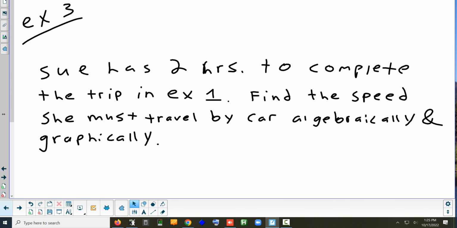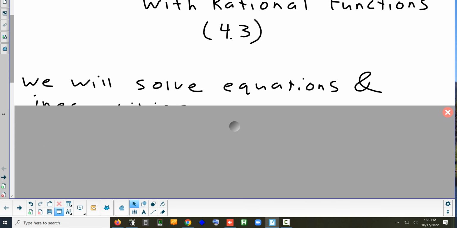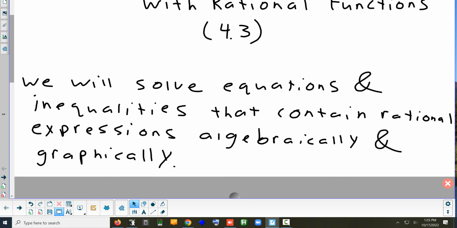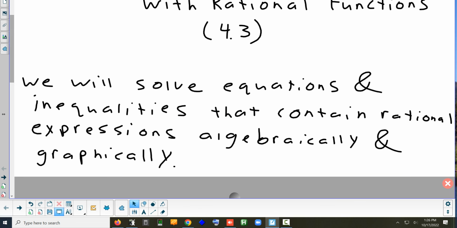Most problems that we solve that are rational equations are going to end up being quadratics. So there are two ways we can solve quadratics. We can try to factor it, or we can use the quadratic formula. Pretty much every problem is going to turn into a quadratic. So the equations, we're going to try solving with algebra. The inequalities, we're going to solve graphically. That's the idea.